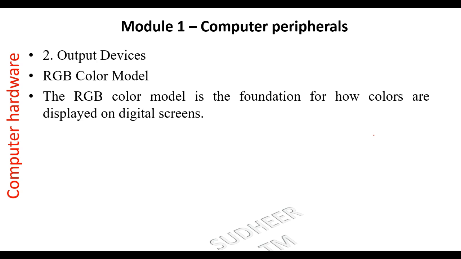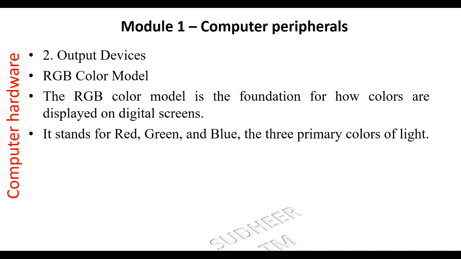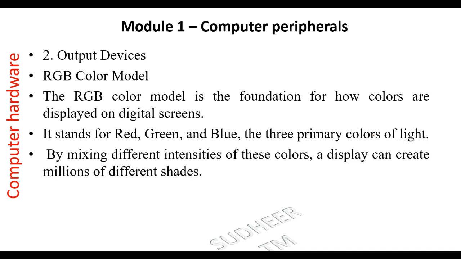Anyway, the basic principle is RGB. It stands for red, green, and blue, the three primary colors of light. By mixing different intensities of these colors, a display can create millions of different colors.